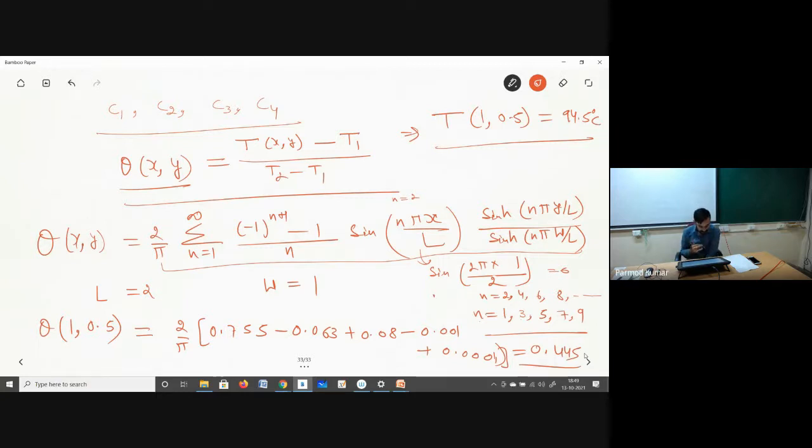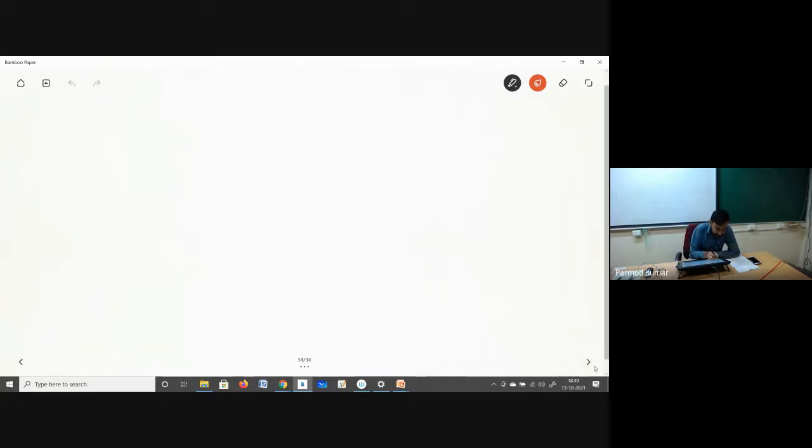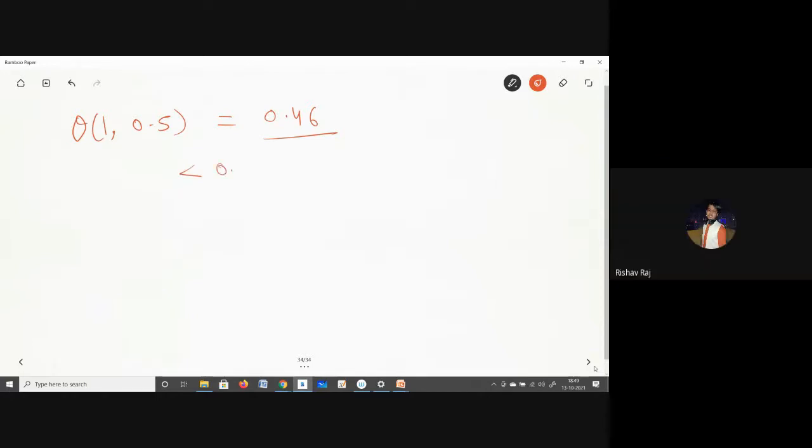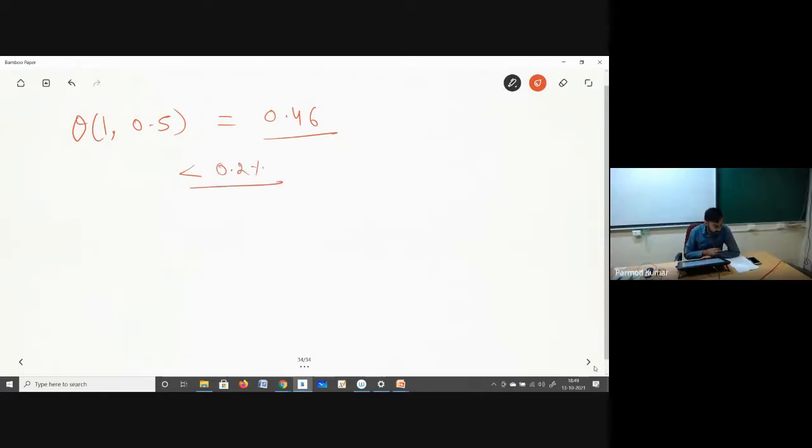Now the second part is if we consider only the first 3 terms. So if we consider only these 3 terms and neglect the other 2, in that case my theta at 1 comma 0.5, by considering the first 3 terms, is becoming 0.46. So if you know the theta for 2 different parameters, can you find out the relative error? Yes, sir. So that will be less than 0.2%.